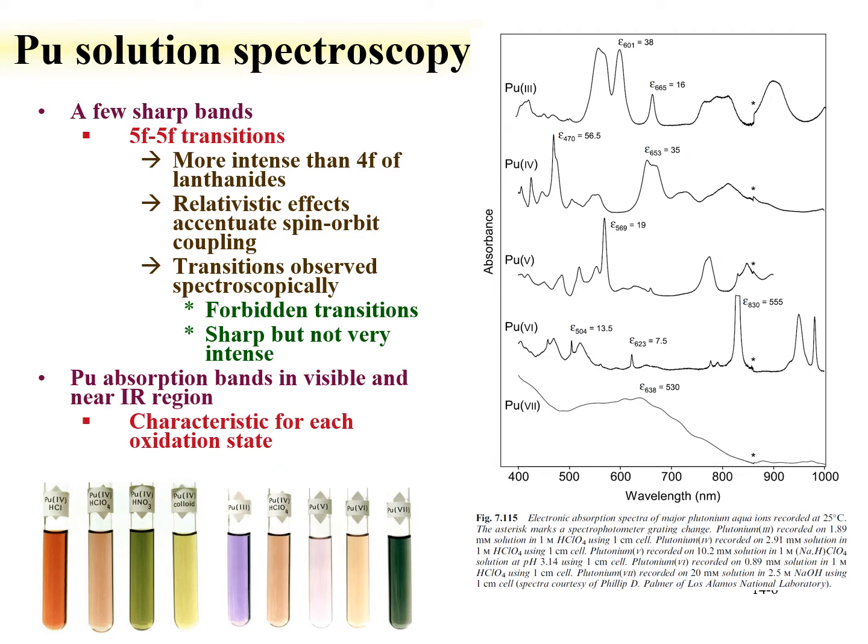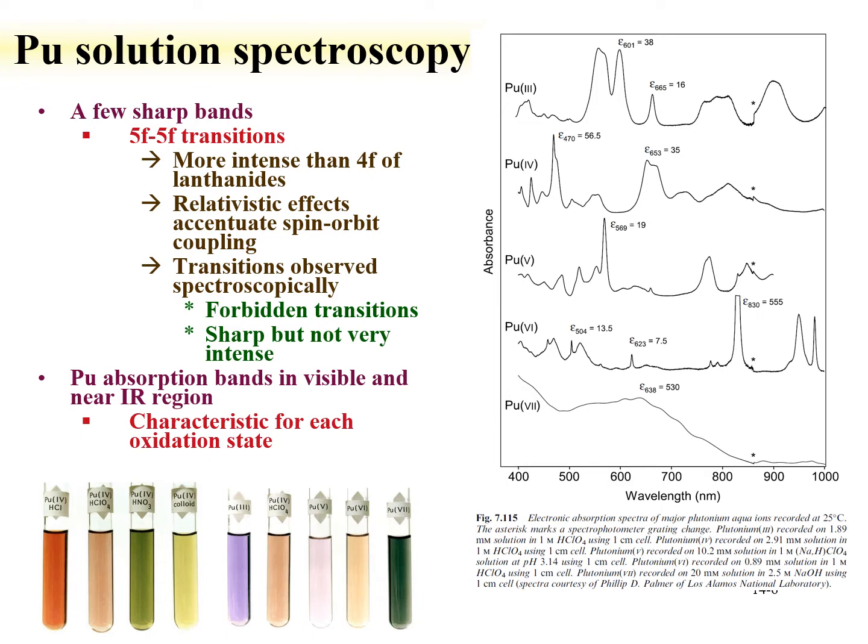Plutonium spectroscopy is shown here. We'll start off with this picture of the different colored plutonium solutions. These are all the tetravalent plutoniums. As we see, we have different colors as a function of the ligand: HCl, so chloride, perchlorate, nitrate, and there's plutonium colloid. And then here are different colors as a function of oxidation state, 3, 4, 5, 6, and 7.